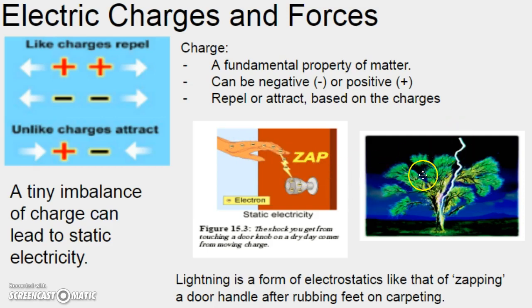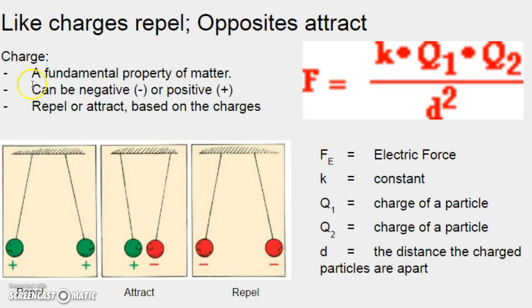Instead of rubbing your feet, we have clouds that are, let's just say, charged by friction, and then ice and or water droplets separate the charges in a cloud. And we see the same zap on a larger scale as lightning. Lightning is a form of electrostatics, like zapping a door handle after rubbing your feet. So back to the basics. Like charges repel, opposites attract.